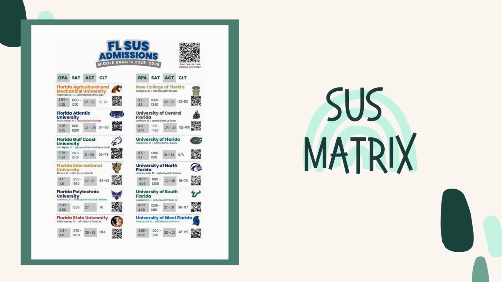Next, you will find the State University System Matrix. It has the profile of the current freshman class at each institution. You can see the average GPA, SAT scores, and ACT scores for the freshmen currently attending these schools. This is a great tool to help you set goals for yourself as you think about your post-secondary plans.